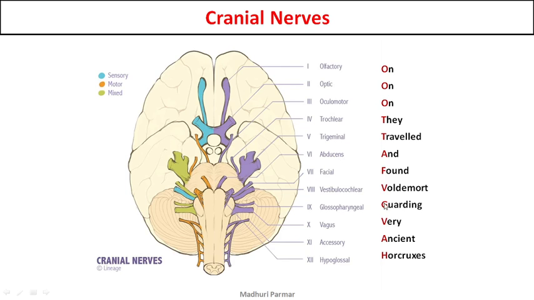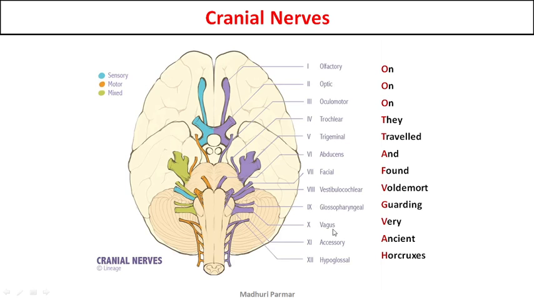Then vestibulocochlear. If you remember even a little bit about your ear, then you must have heard the name cochlea, or vestibule even. So this vestibulocochlear is the nerve which is present near your ear. Then glossopharyngeal. Wherever you hear the word glosso, it means your tongue. So glossopharyngeal means it has to do something with pharynx and your tongue.